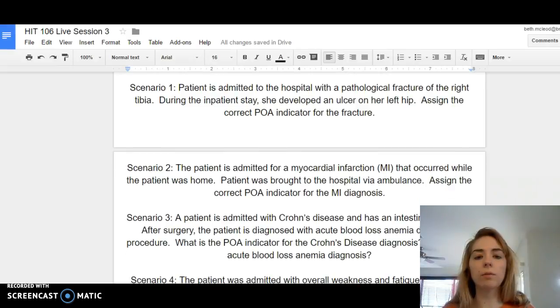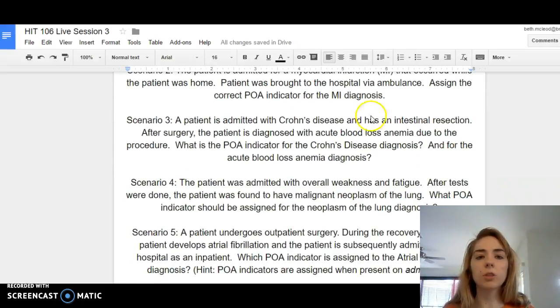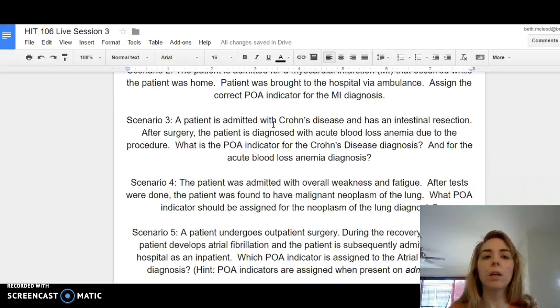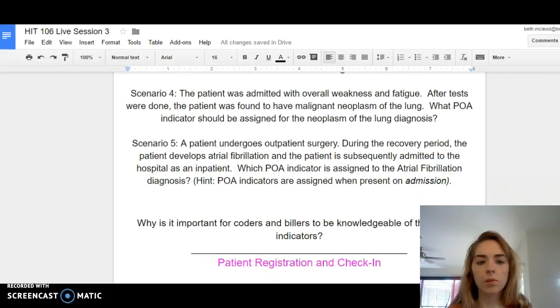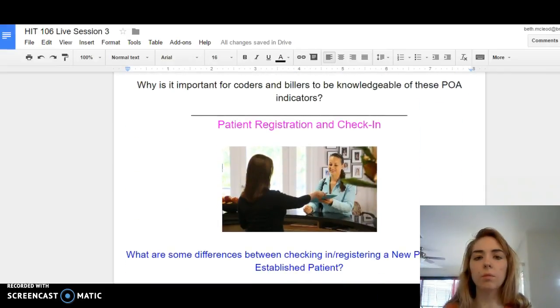The third one here, I want you to answer this one. It says a patient is admitted with Crohn's disease and has an intestinal resection. After surgery, the patient is diagnosed with acute blood loss anemia due to the procedure. What is the POA indicator for the Crohn's disease diagnosis, and then for the acute blood loss anemia diagnosis? Okay, I'm going to move on here.